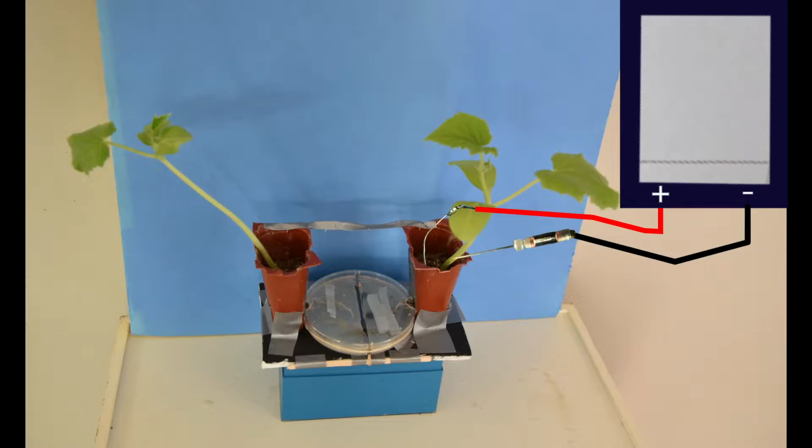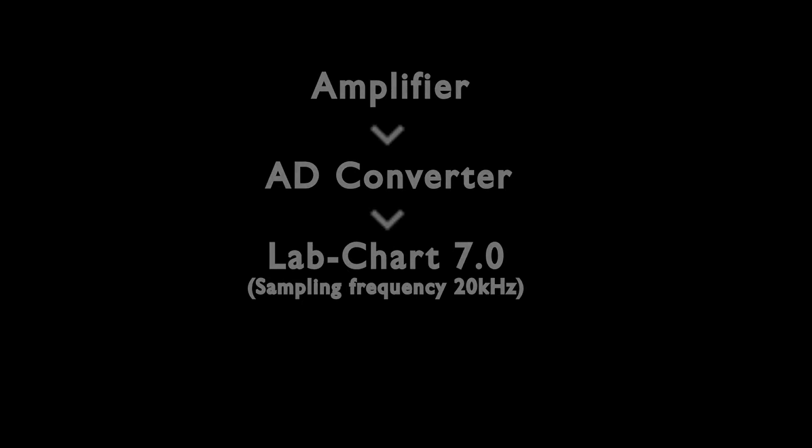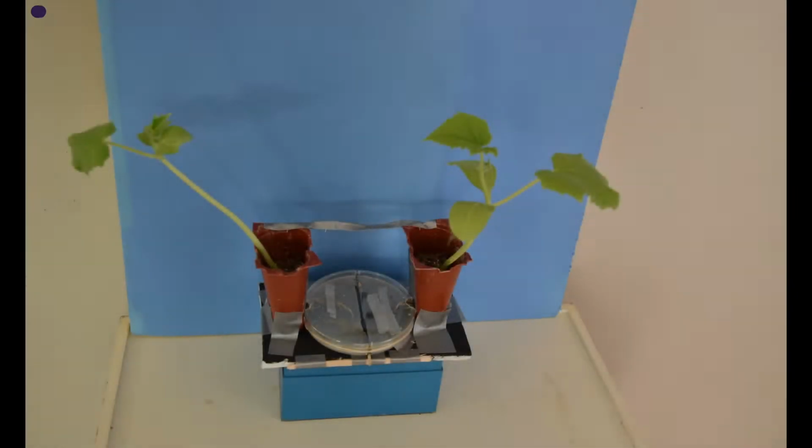An electric signal spike was observed when there was a temporary voltage difference between the electrode in the stem and the ground wire in the soil. This response was then amplified using an amplifier and fed to a computer via an AD converter. The events were observed and analyzed with a software called LabChart 7. Finally, all of these tests were conducted within a grounded Faraday cage.